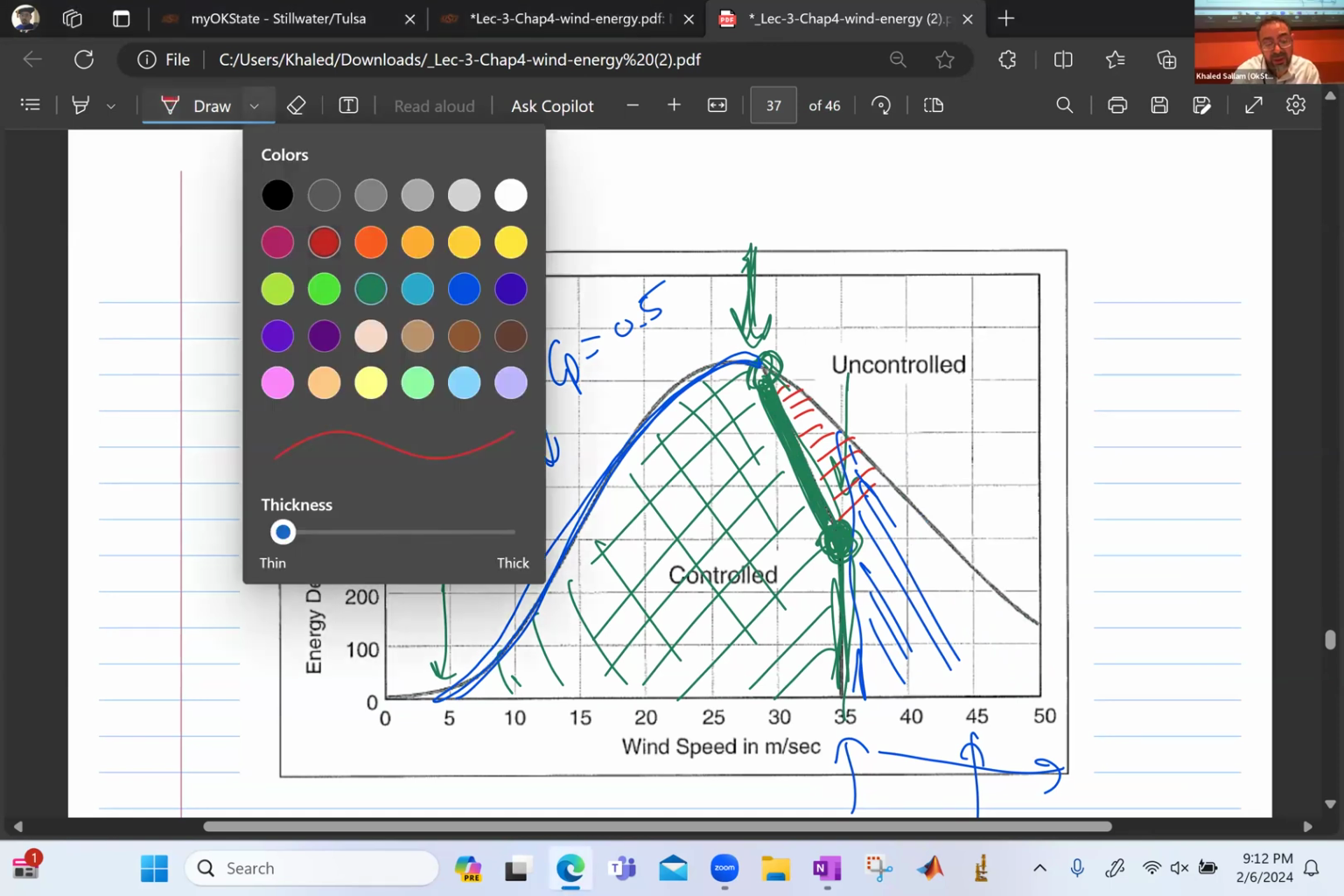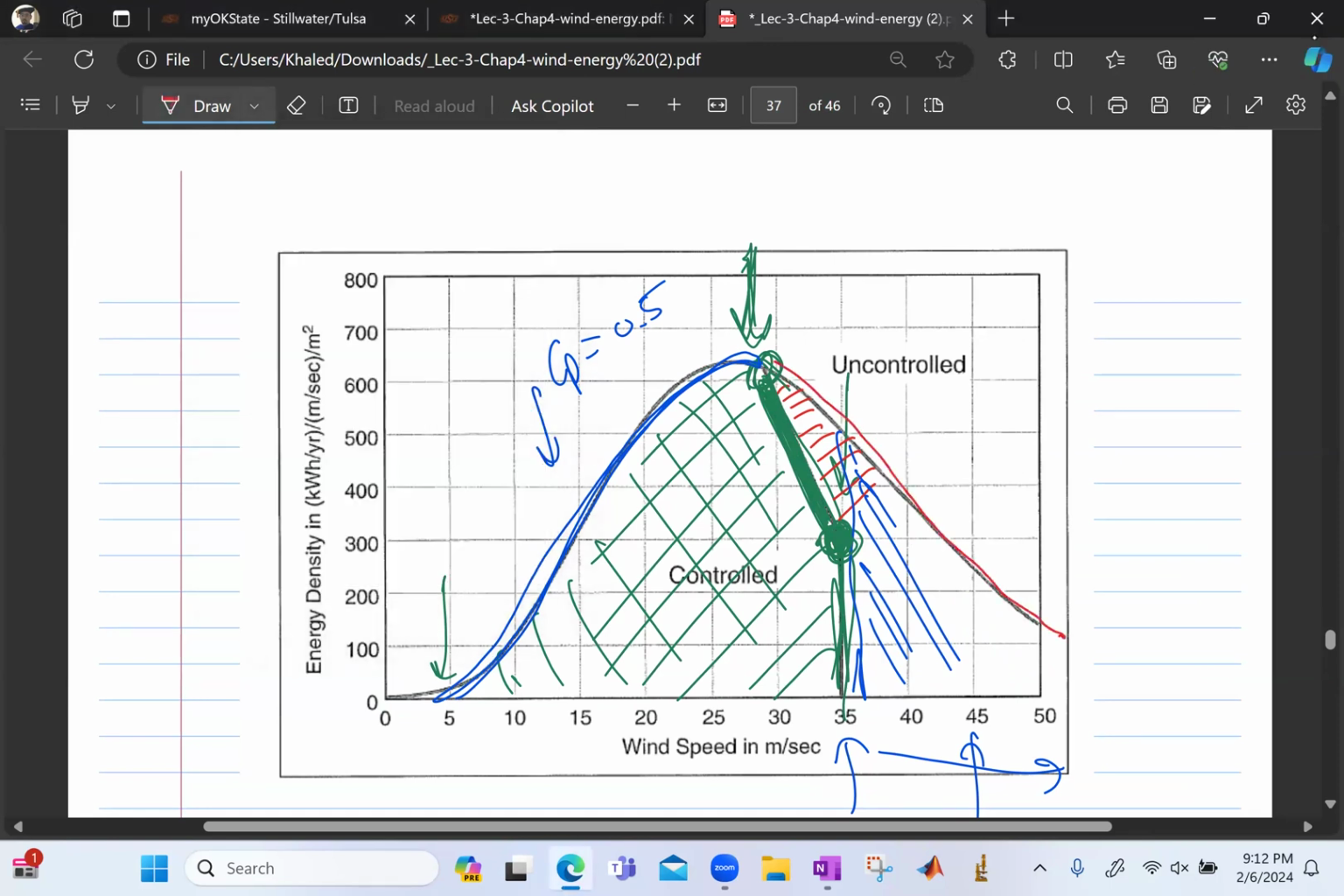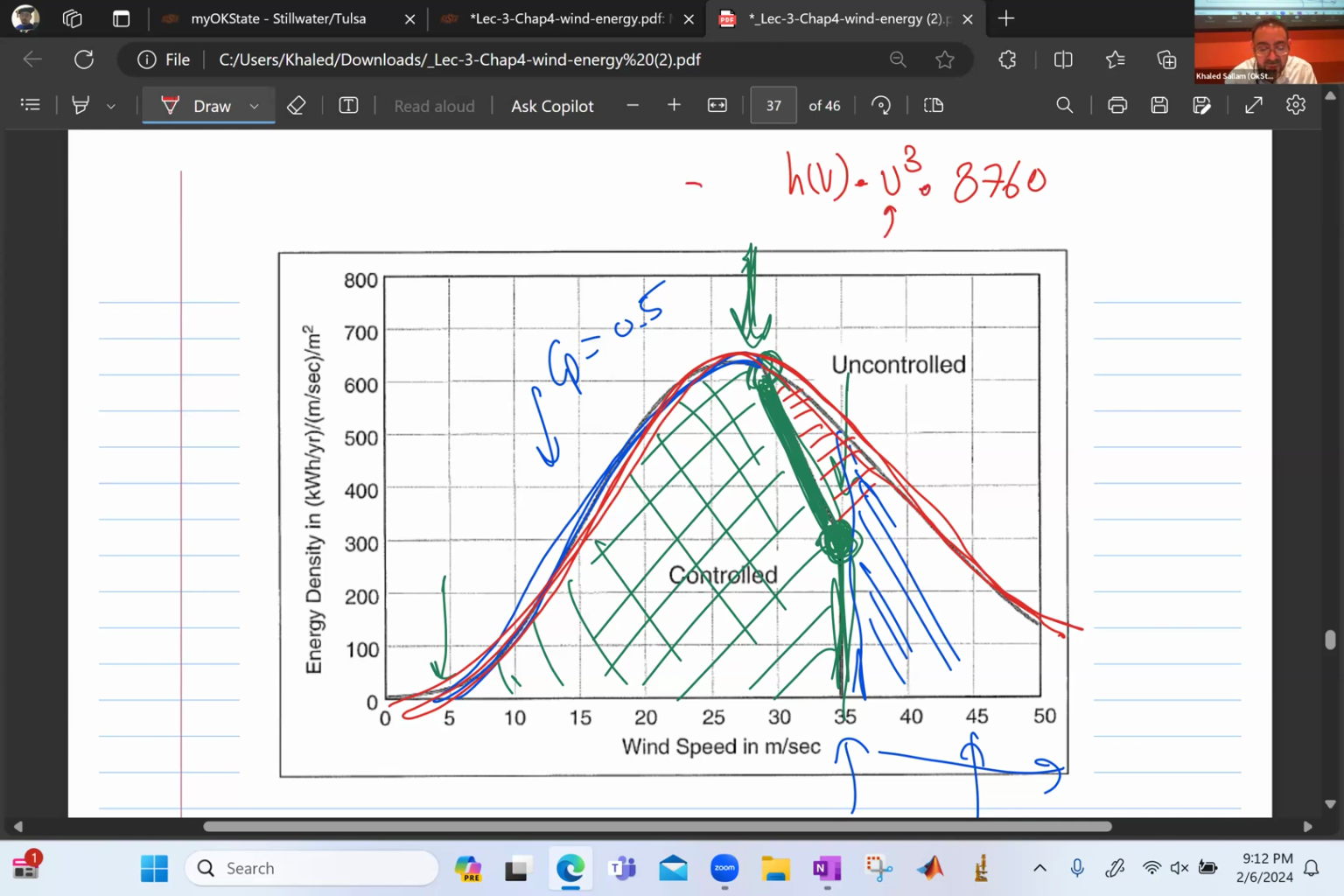Questions? I know it's a lot to take, and we are not going to plot this curve. All I want you to be able to do is to understand that this curve of the available energy came from half rho V cubed multiplied by the 8760. Yes? And it's per meter squared, that's why there is no area here. Okay?